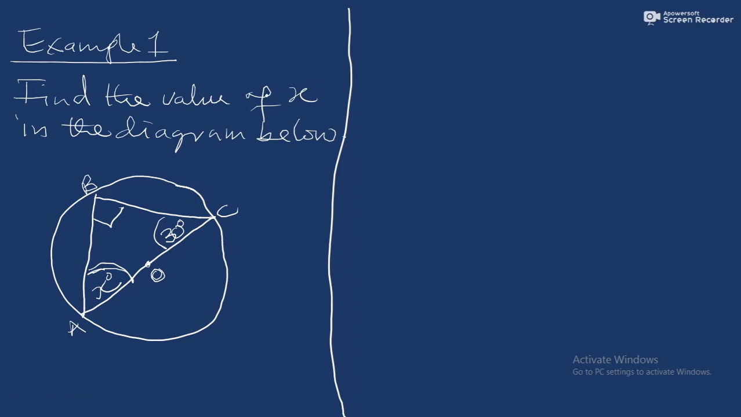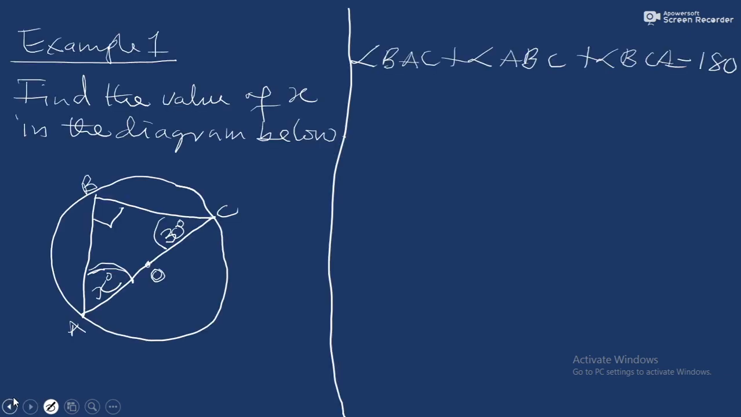So we know that angle BAC plus angle ABC plus angle BCA should be equal to 180 degrees. Good. Should be equal to 180 degrees.